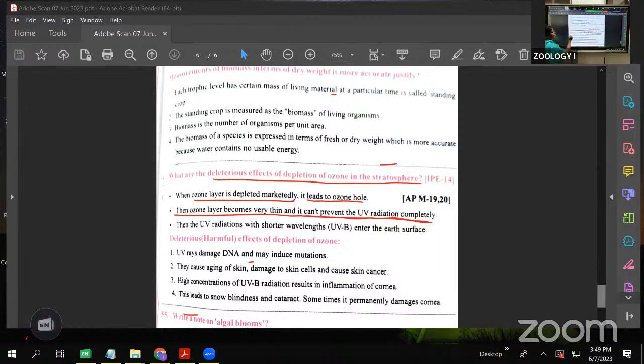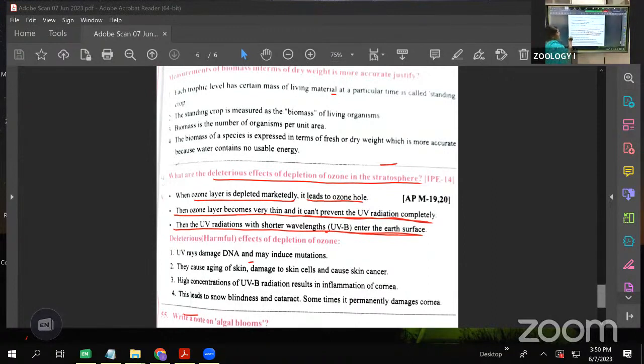Clear? Next, UV radiation with shorter wavelengths. The ultraviolet rays are UVA, UVB, UVC. Here, the UVB wavelengths enter inside of the Earth's surface. When ozone depletion is there, automatically the UV radiation with the shorter wavelength enters the Earth's surface. Here, what is it? UVB.